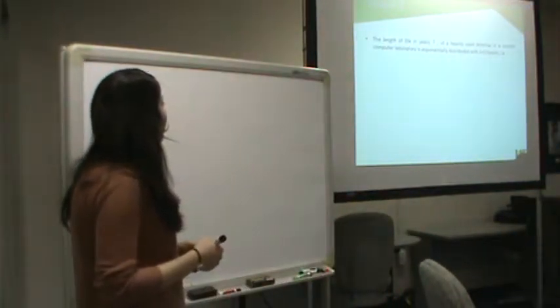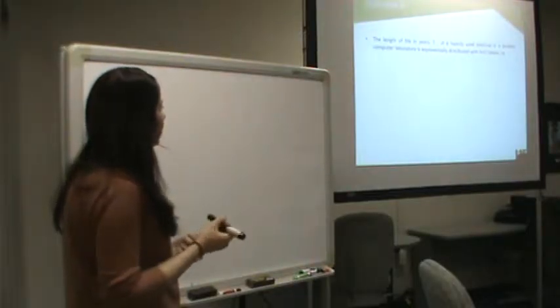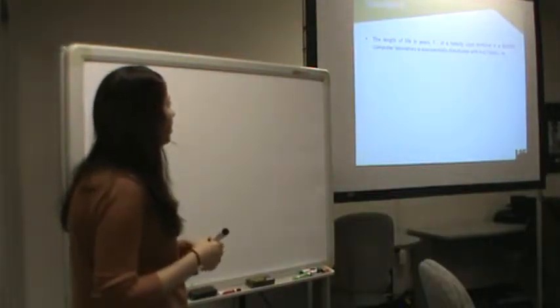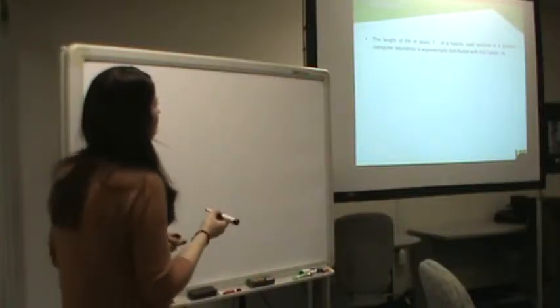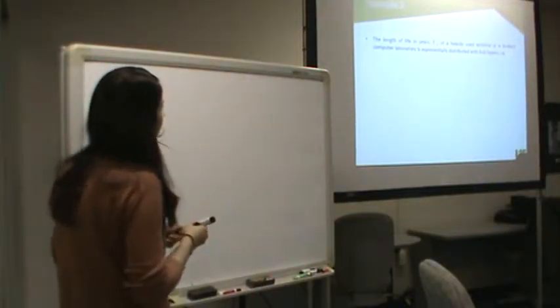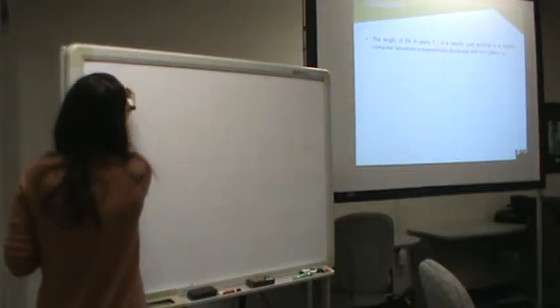It is saying that the length of life in years, T, of a heavily used terminal in a student computer lab is exponentially distributed with lambda equals 0.5 years. So first, start writing that distribution.